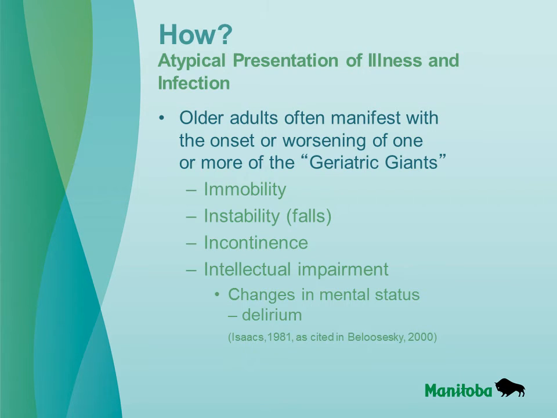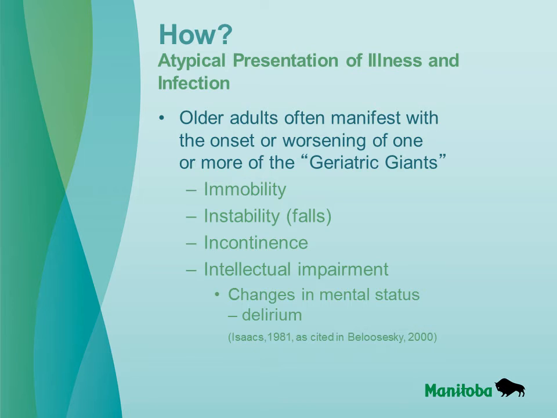Older adults often manifest with the onset or worsening of one or more of the geriatric giants when they become ill. The geriatric giants were articulated by Isaacs in 1981. Some of the literature refers to them as syndromes or indicators of illness. The geriatric giants, as articulated by Isaacs, are immobility. That's the inability or reduced ability to ambulate or move about in one's surroundings. Keep in mind, it's a change to immobility as well that you need to highlight.